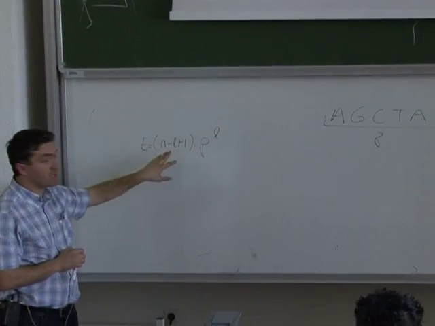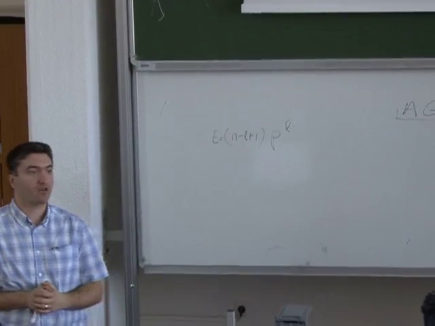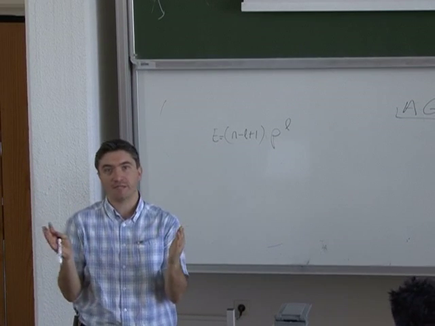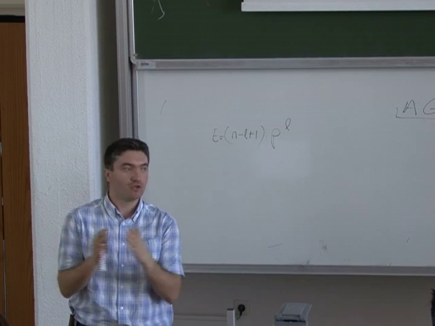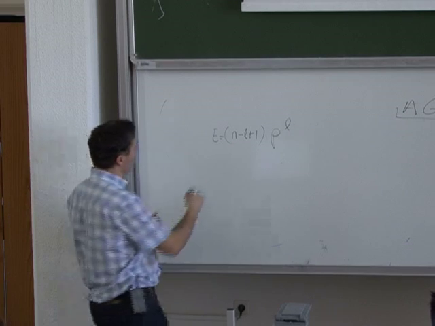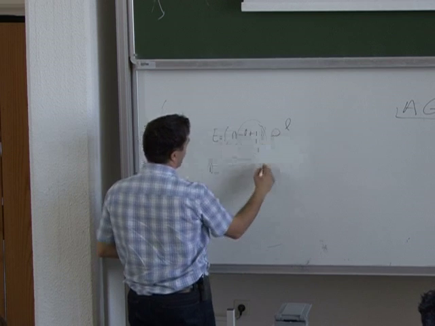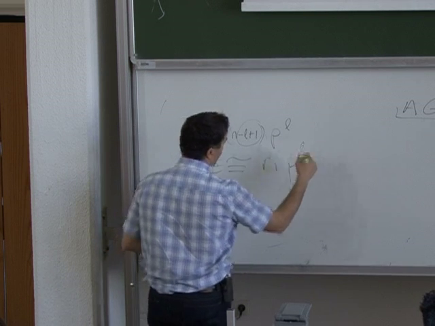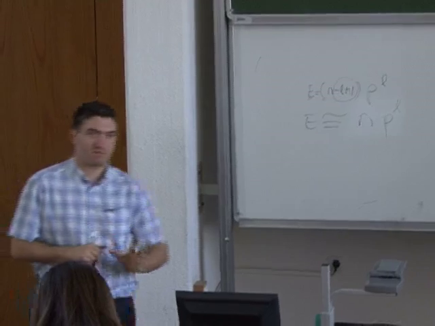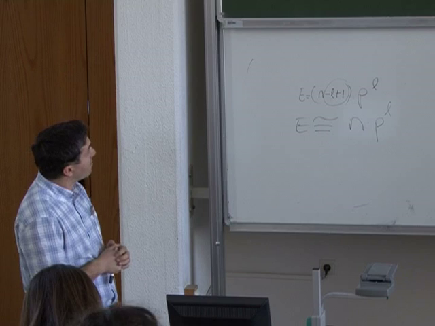This is the exact number, but in general, this L is very small compared to n. For example, when we are looking for local alignments, the length of the local alignment is usually very small compared to the whole length of the sequence. Therefore, this can be approximated. In this E-value, we can ignore this part and just write n P to the L. This is an approximation which ignores that part when L is small compared to n.